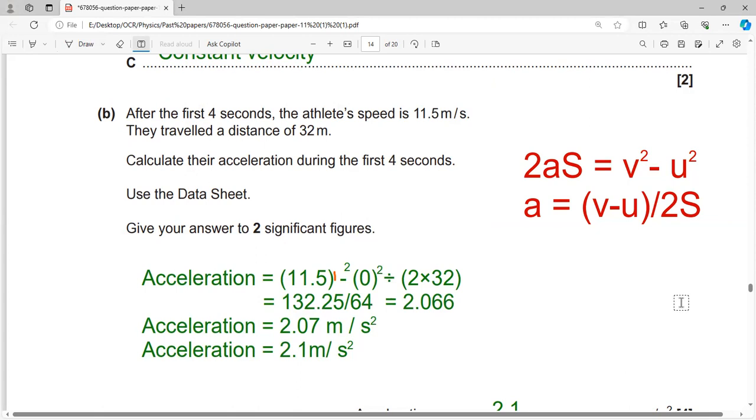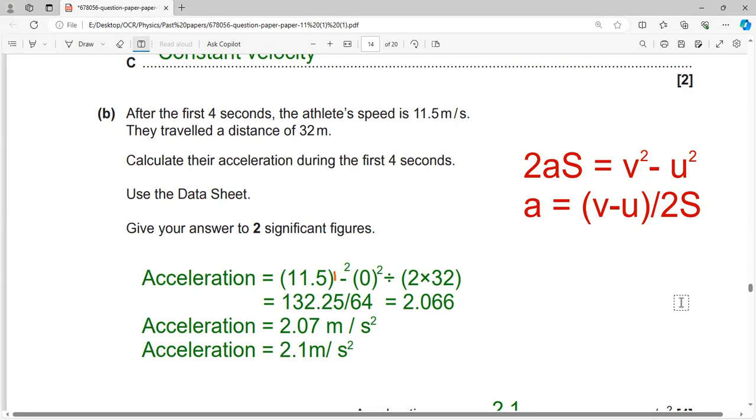Now here, this acceleration is equal to 11.5 squared minus 0 squared, divided by 2 multiplying 32, which is the distance in the formula. So we can get this value: 132.25 divided by 64. Our answer will become 2.066. So after rounding the figure, this will become 2.07 meter per second square. So now here that will become 2.1. That will be our final answer here.